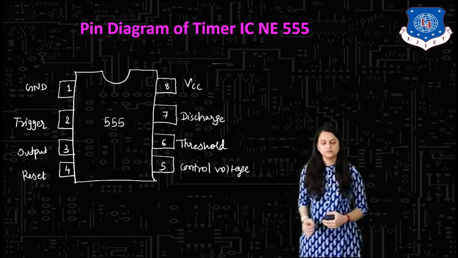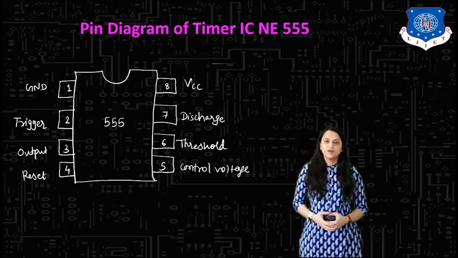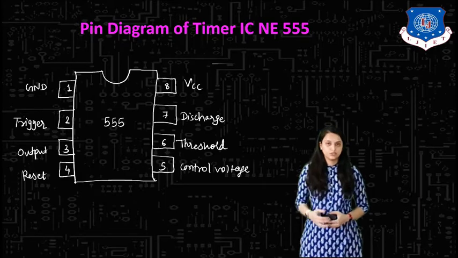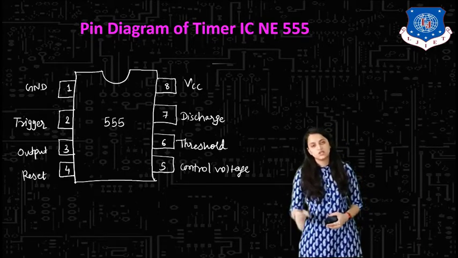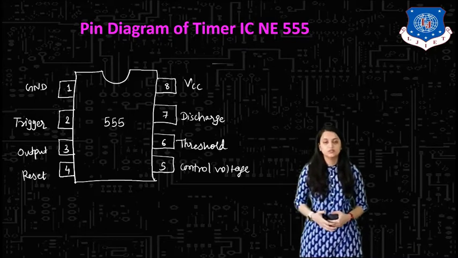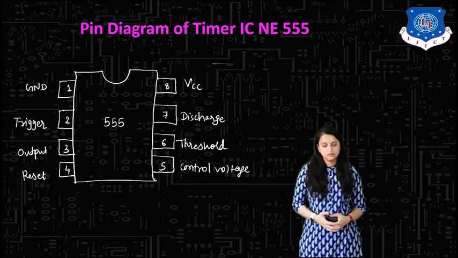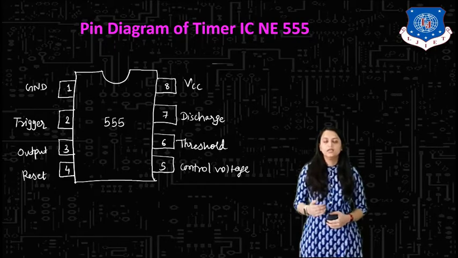3. Pin number 4 is for reset. Pin number 5 is for control voltage. Pin number 6 is for threshold. Pin number 7 is for discharge, discharging the transistor. And pin number 8 is for plus VCC, supply voltage. Okay, this is the pin diagram of timer IC NE 555.